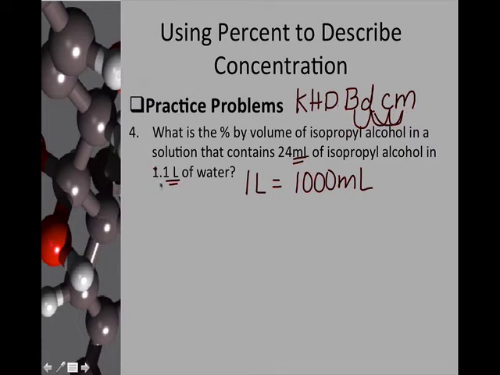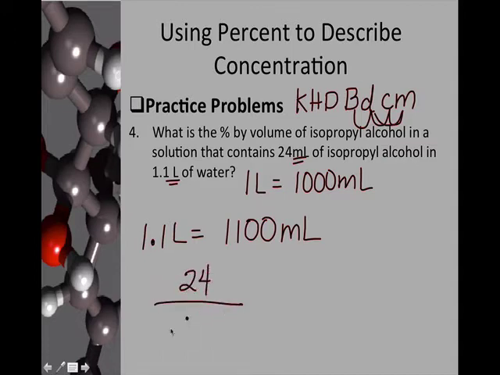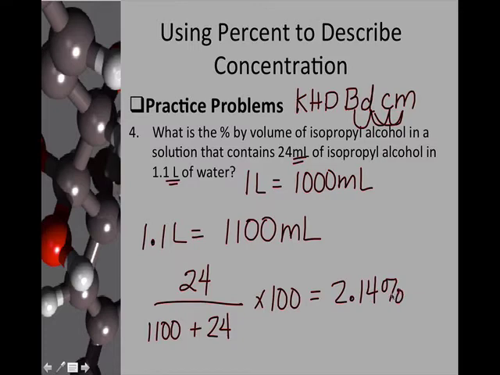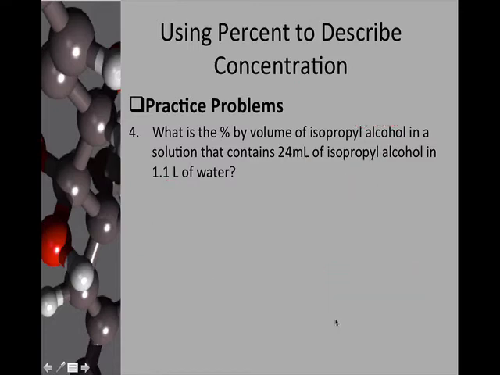I'm going to go ahead and just make this into milliliters, which means I'm going to go from the base unit to milli. So it's going to be 3 places to the right. That means 1.1 liters is the same as 1,100 milliliters. And then I just plug that into the percent by volume formula. So the solute is the isopropyl alcohol, and there was 24 milliliters of that. Then I do the total volume on the bottom, which is going to be the 1,100 milliliters from the water plus the 24 from the isopropyl alcohol. Multiply it by 100, and we get 2.14%. So it's 2.14% isopropyl alcohol by volume.